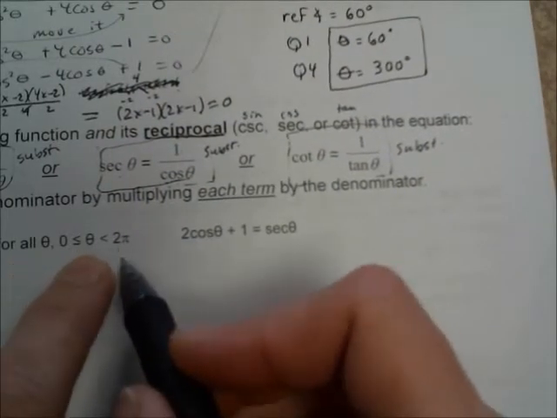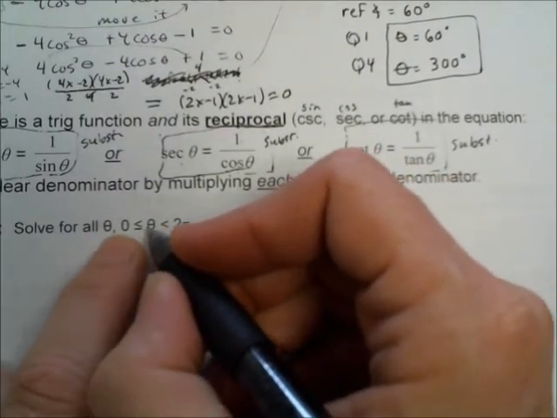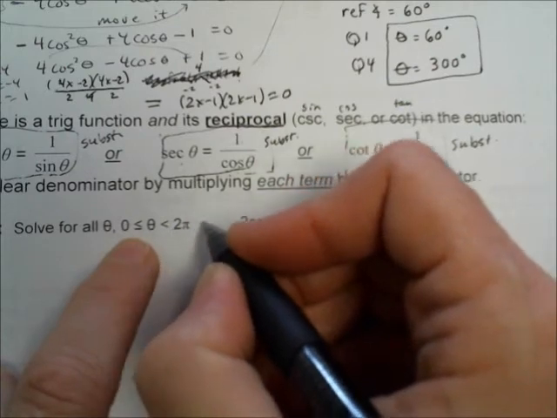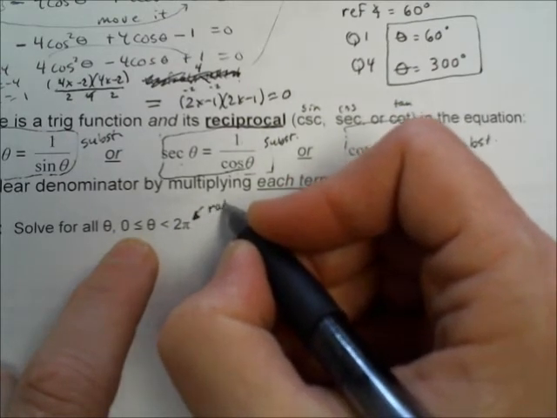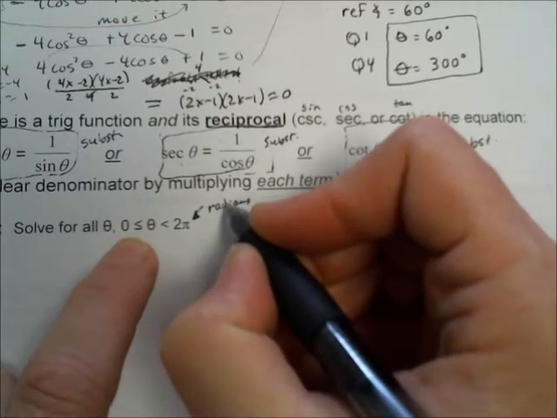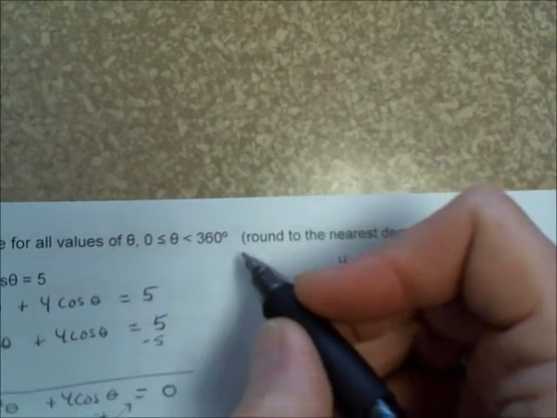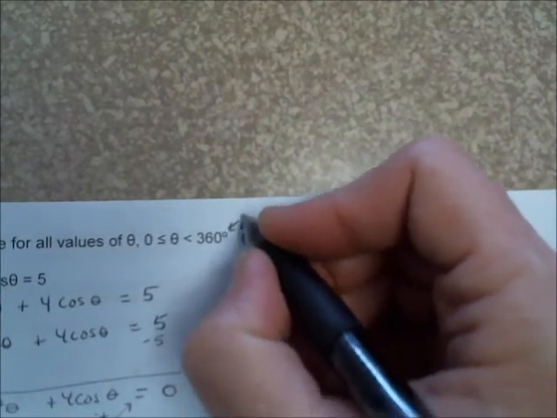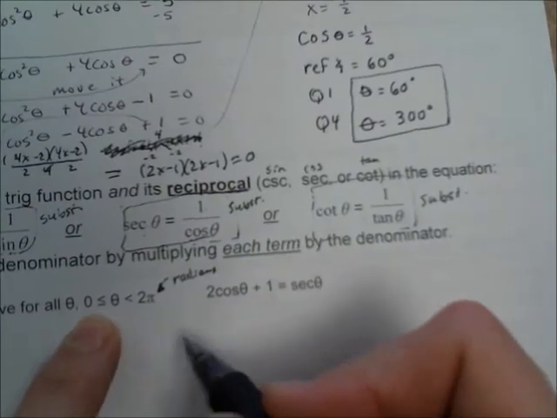Well, right here, you should notice how they want your answers. If you see 0 less than or equal to theta less than 2 pi, I want your answer in radians. So when you get all done solving it in degrees, convert it to radians. Up here, when you see this, I wanted your final answer in degrees. That's why we left it in degrees and didn't convert it into radians. So just be careful on how it's being asked.